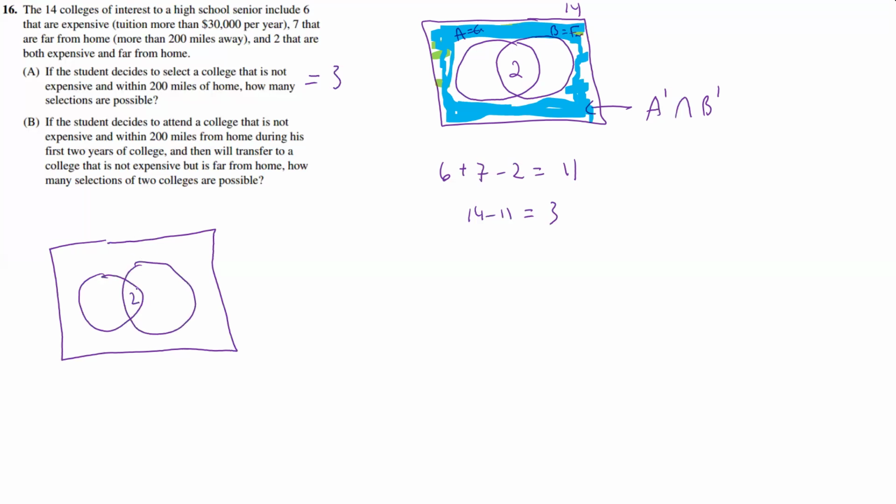All right, so we know there's two in this. That's our A, that's our B. We know there's how many out here? There's going to be 3 out here. And we know that this whole thing, the B, we said was 7. So if we take 7 minus 2, there's going to be 5 in this area. And so we have not expensive, so it's going to be not A, basically everything out here, and it also has to be far from home. So that's going to be here.